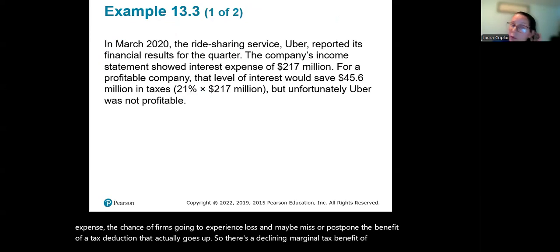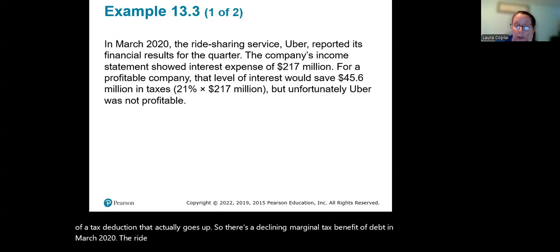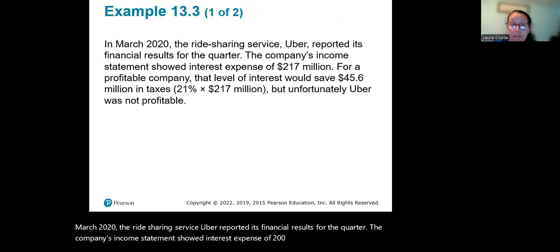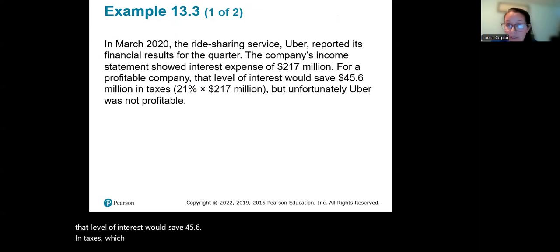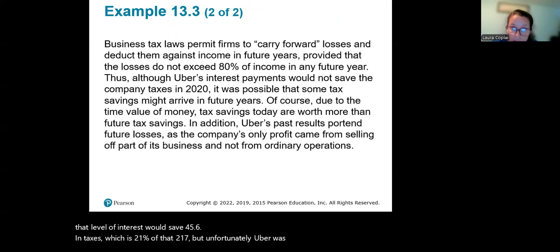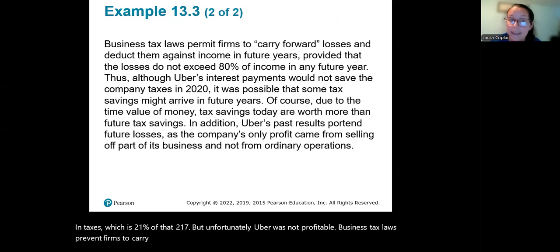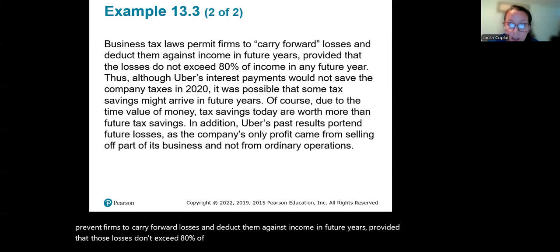In March 2020, the ride-sharing service Uber reported its financial results for the quarter. The company's income statement showed interest expense of $217 million. For a profitable company, that level of interest would save $45.6 million in taxes, which is 21% of that 217. But unfortunately, Uber was not profitable. Business tax laws permit firms to carry forward losses and deduct them against income in future years, provided that those losses don't exceed 80% of income in the future year.